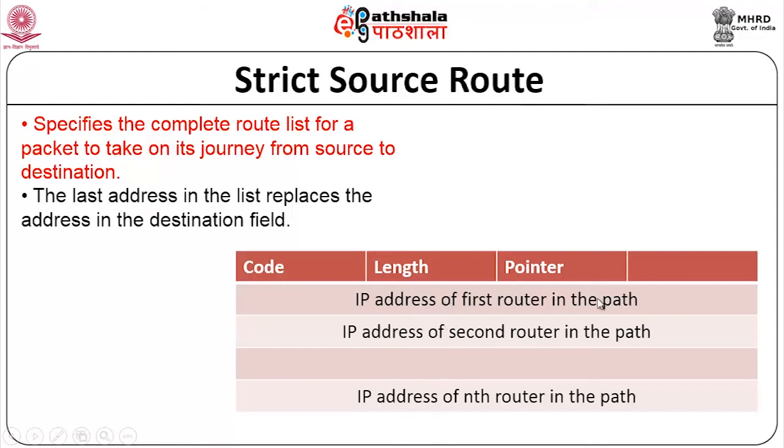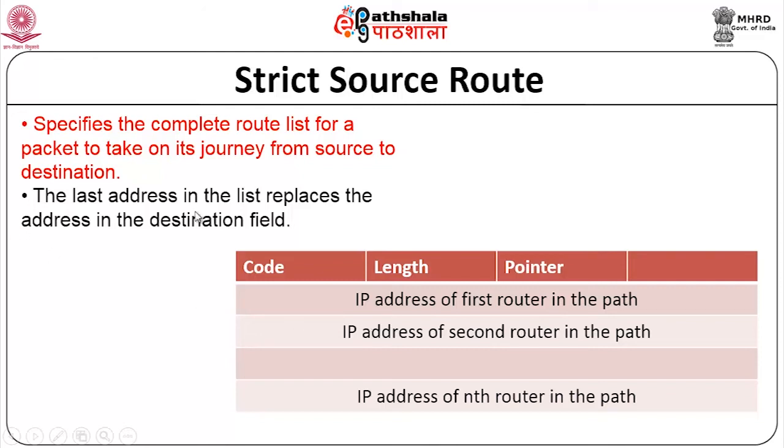You have the IP address of the first router in the path, second router in the path, and so on up to the nth router in the path. So this basically says that you need to be looking at these routes. Initially the pointer will be pointing to the first router. When this packet is received, all that the router has to do is look at this router address, look at the next router address it has to go to, and update the pointer appropriately. So get this address from the information specified here and forward it to that particular address.